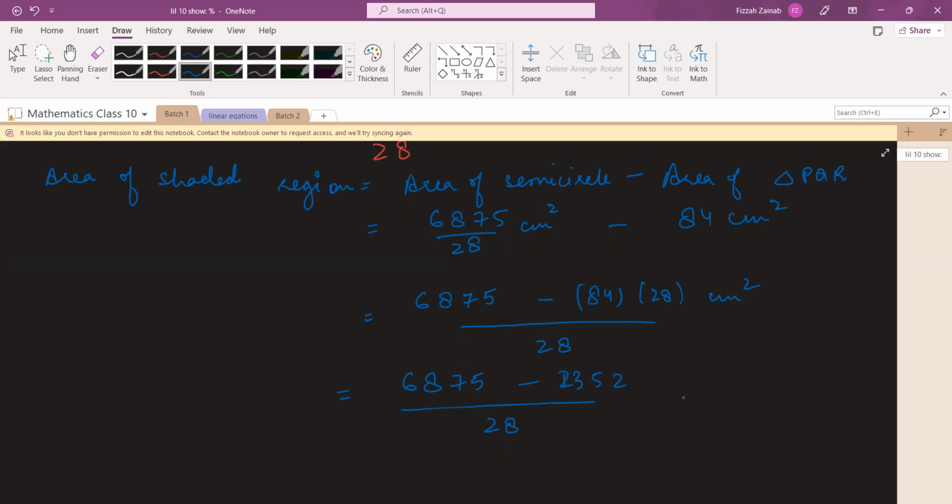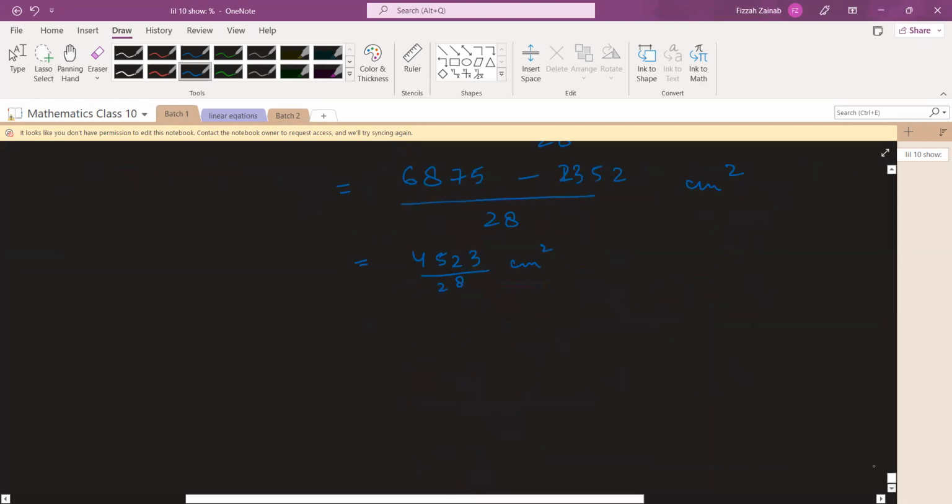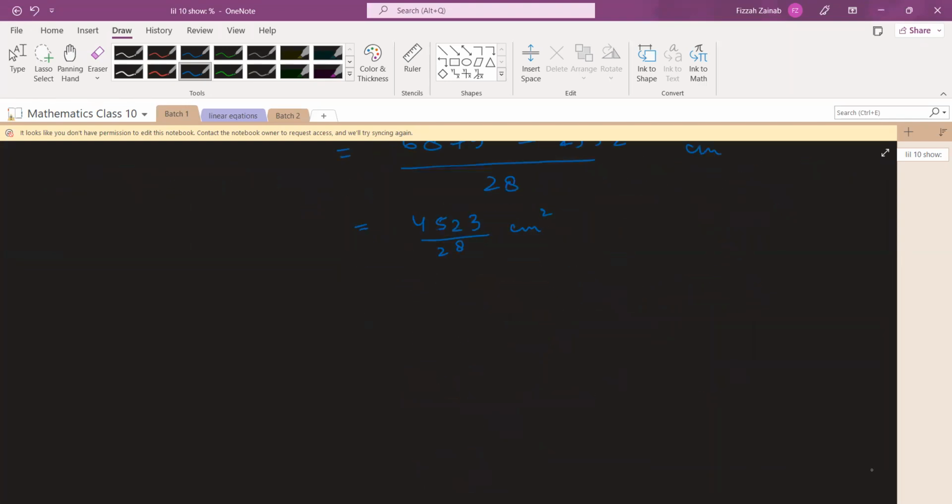Okay. Now just subtract it. So 5 minus 2 is 3, 7 minus 5 is 2, 8 minus 3 is 5, 6 minus 2 is 4, right? Am I right? And then divided by 28 centimeter square. So you can leave the answer here. The area of the shaded region is this much, 4523 by 28 centimeter square.